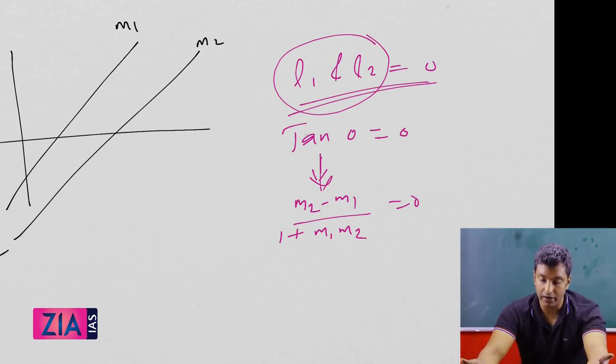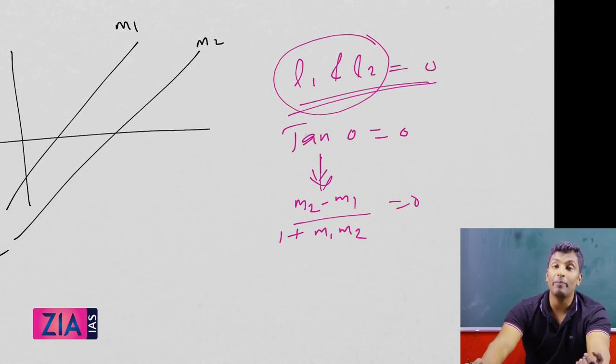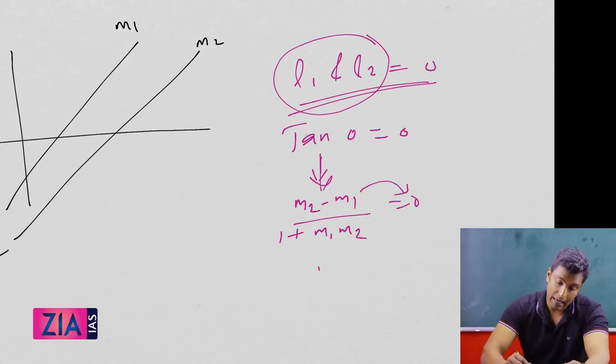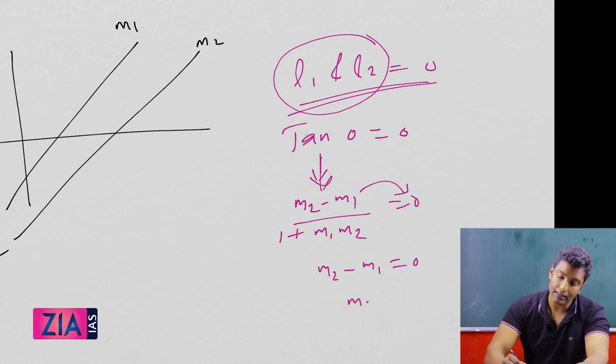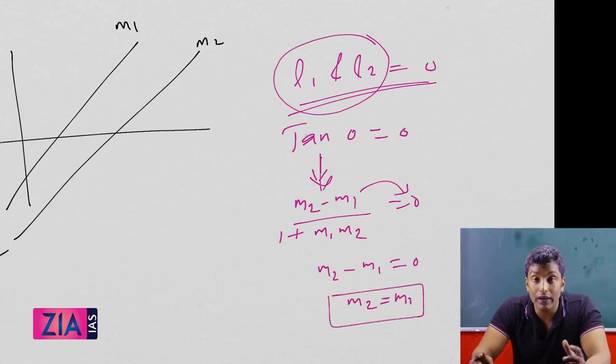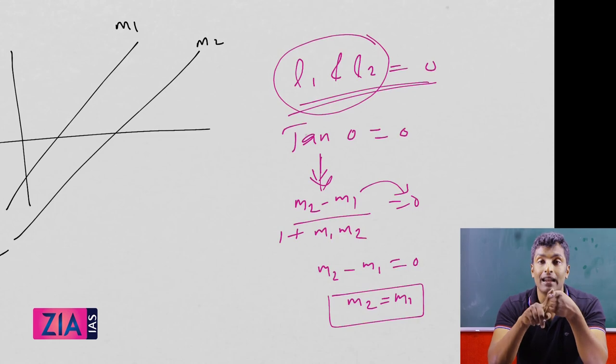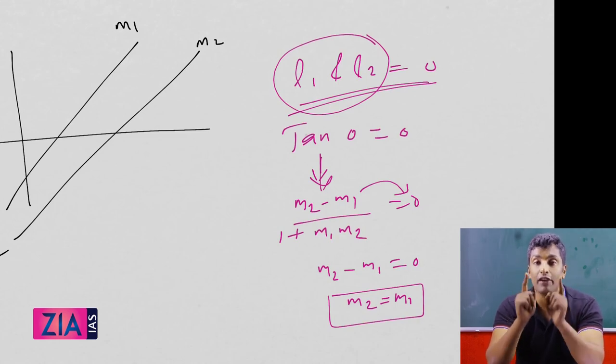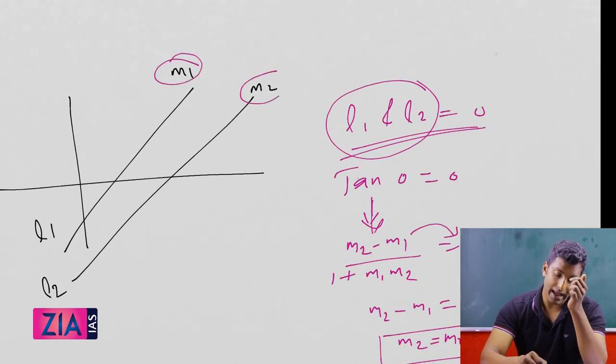So (m2 minus m1) divided by (1 plus m1 m2) is 0. It will become 0 only if the numerator is 0. That means m2 minus m1 equals 0, which ultimately means m2 equals m1. So what does this mean? If two lines are parallel, their slopes have to be, and necessarily be, equal. So this m1 and m2 must be equal, that I can write as m and m.